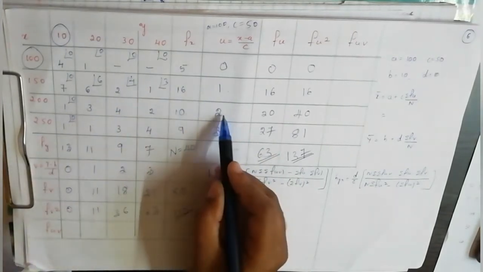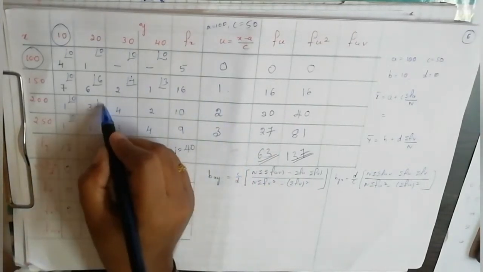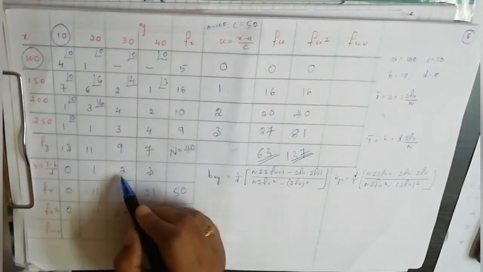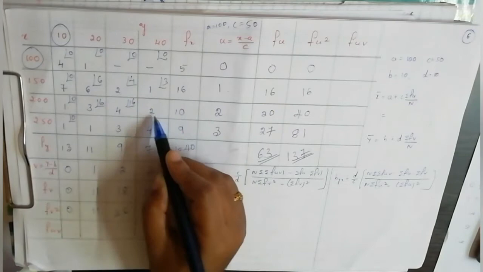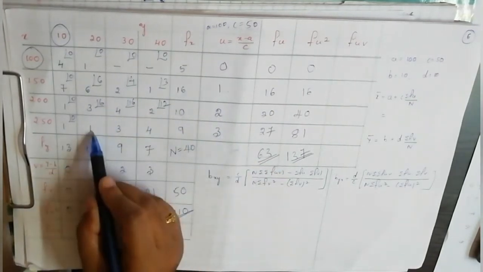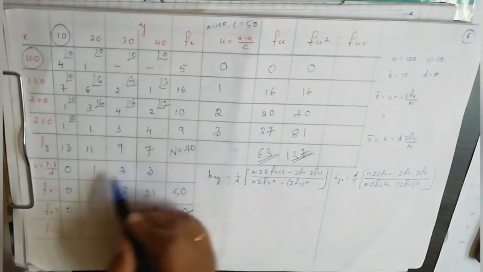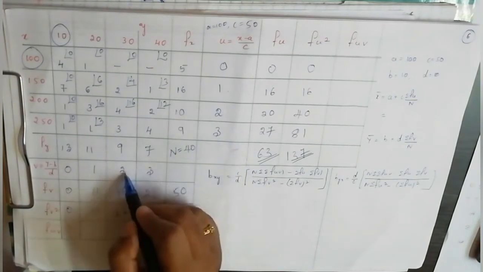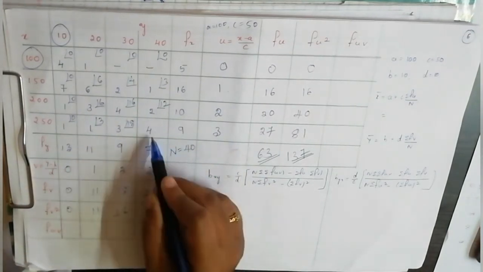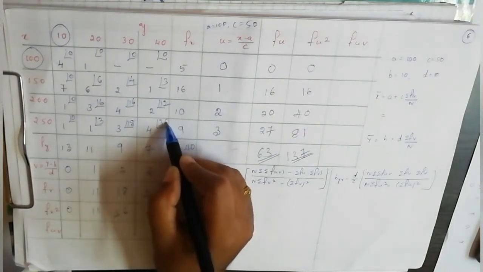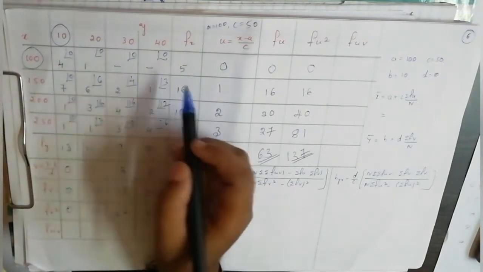Similarly here, 3 twos are 6, 6 ones are 6. 4 into 2 is 8, 8 into 2 is 16. 2 twos are 4, 4 threes are 12. Similarly here, 1 into 3 is 3, 3 into 1 is 3. 3 into 3 is 9, 9 twos are 18. 4 into 3 is 12, 12 threes are 36. So now students, we need to add the values.